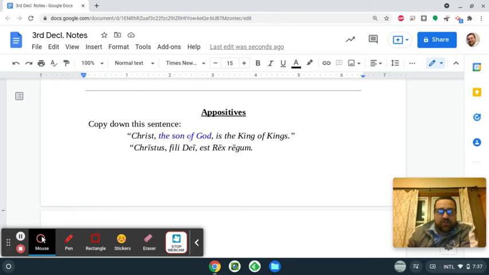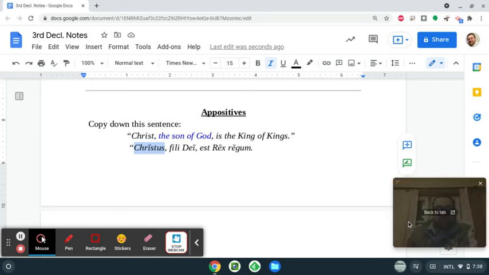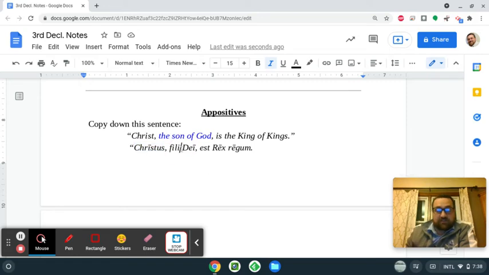All right, so the appositive here, the word is son, and son agrees with its noun. Well, what's its noun? Its noun is the noun that it's giving more information about. So its noun is Christ. So it agrees with Christ. This word son needs to agree with Christ in number and case. So what case is Christus in? Christus is in the nominative. So Filii, this son, needs to be in the nominative too.